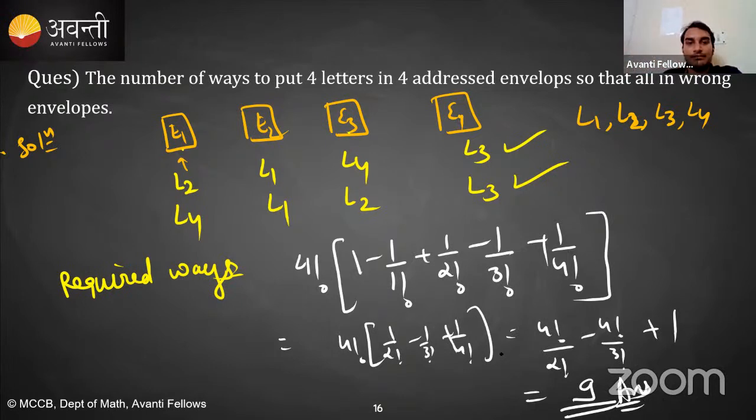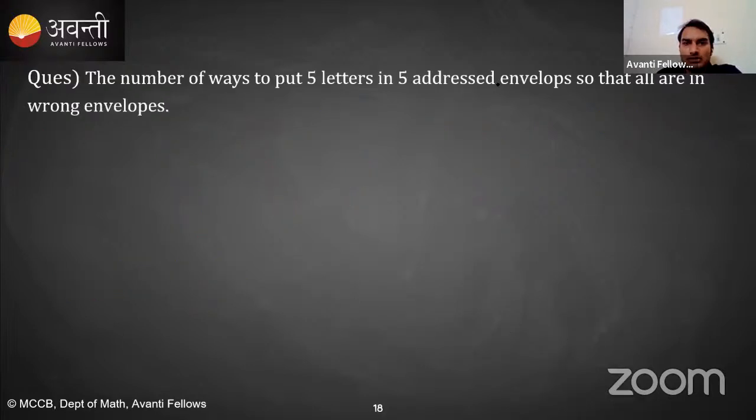Is this clear? So now you understand the meaning of derangement. Derangement समझ में आ गया? Okay. If it is clear, then let's solve one more problem on this. So everybody please attempt this problem. Number of ways to put 5 letter in 5 addressed envelopes so that all are in wrong envelope.